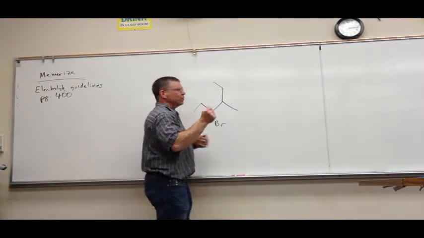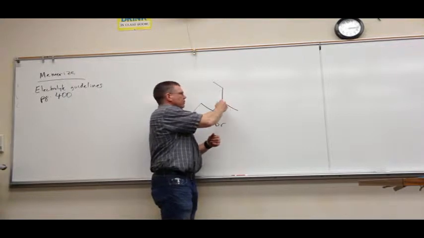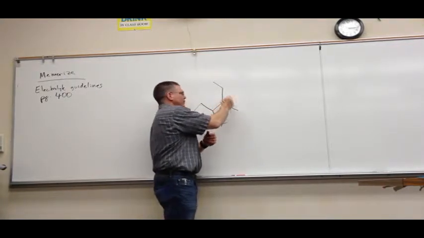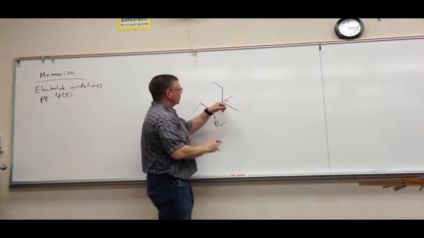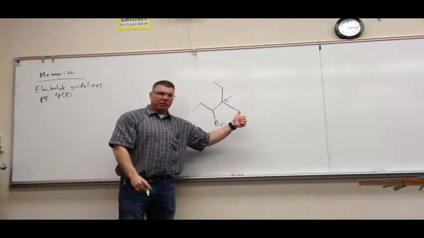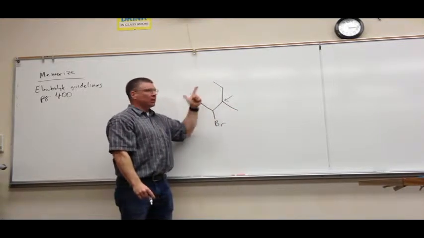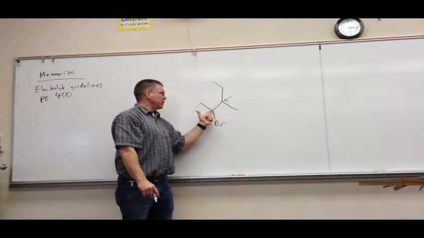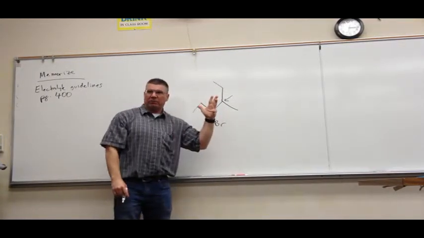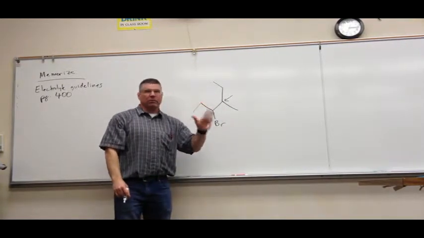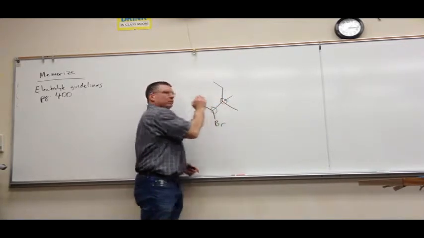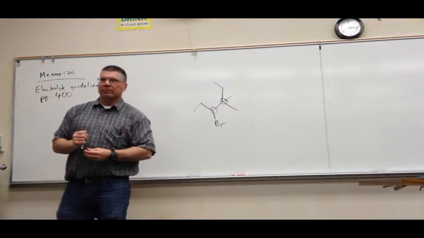Just which one here? Up to the right? That one, yep. I agree, because this carbon right here has a CH3, it has a CH2CH3, and it has a C with a bromine and other stuff on it, plus it has a hydrogen. There are 4 different groups, so that also is a chirality center. So 2.